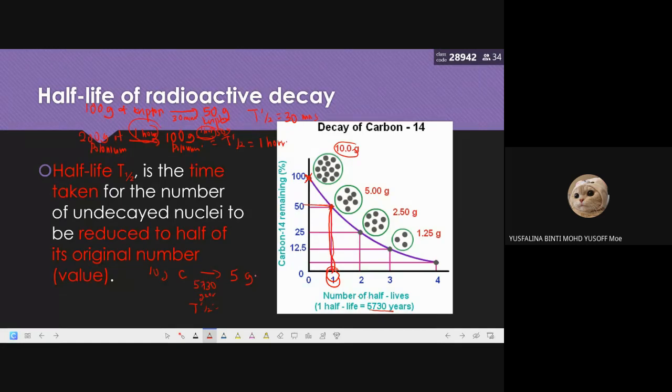So let's say from 5 they want to go to 2.5, so 2.5 is half of 5 gram. So if we take another 5730 years, that is another half-life. So if they want it to become from 10 gram until 2.5 gram, they need to take two half-lives. Okay, so for two half-lives you have to multiply with 5730. So how many years taken for the 10 gram of carbon to become only 2.5 gram of carbon?